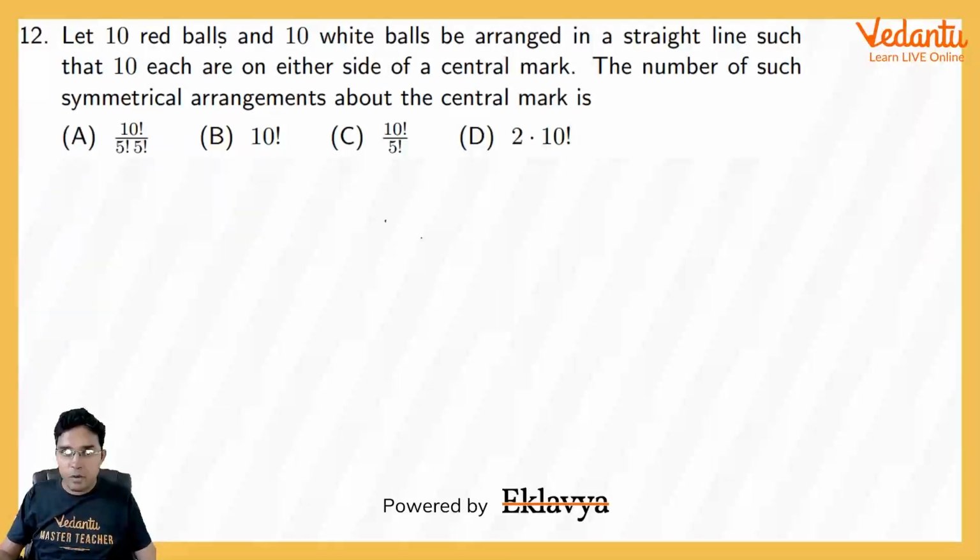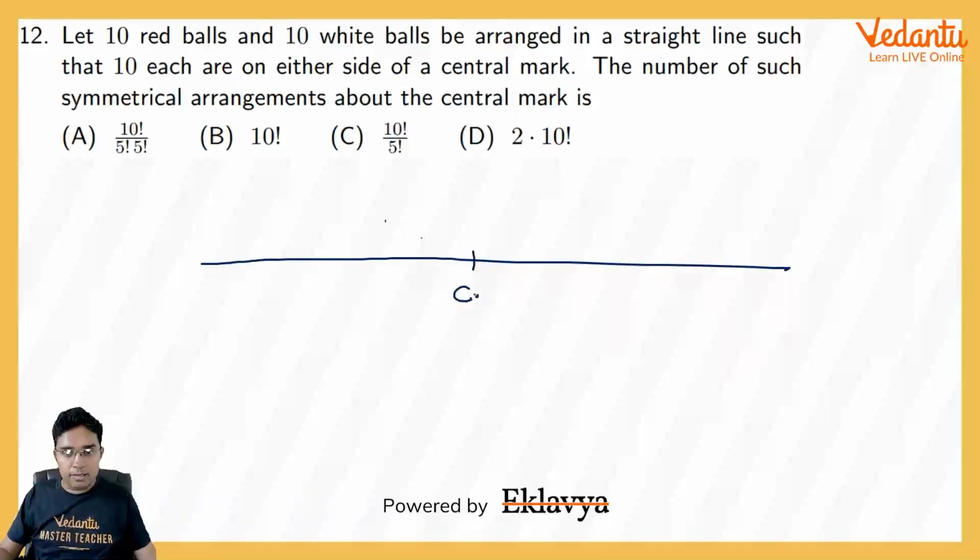We are given 10 red balls, 10 white balls to be arranged in a straight line such that 10 each are on either side of a central mark. Okay, so there is one line here and this is the central mark, and we have to keep 10 on each side. Number of such symmetrical arrangements about the central mark is. So if I have to keep symmetrical about the central mark, I think the same number of red balls should be on both sides. So if 10 are the total red balls, 5 will be this way, 5 will be this way. Same goes with the 10 white balls also, 5 this way and 5 this way.